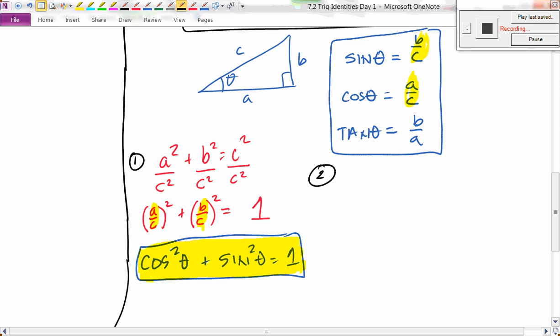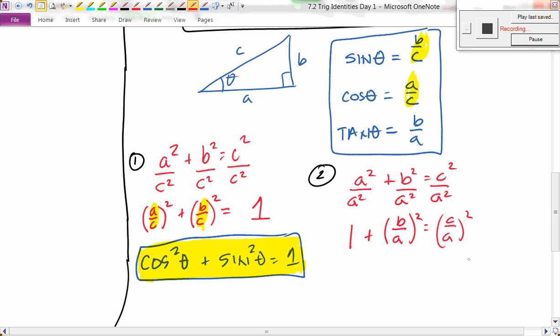All right, number 2. Again, I'm going to start with a squared plus b squared equals c squared. And this time, I'm going to divide everything by a squared. So what's a squared over a squared? Yeah, so this is a big giant 1 plus, same algebraic trick, b over a squared equals c over a quantity squared. Okay. 1 plus, what's b over a? Tangent. So tangent squared theta has to be, what's c over a?